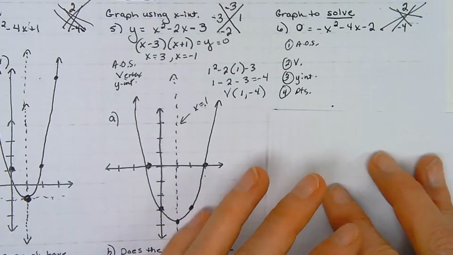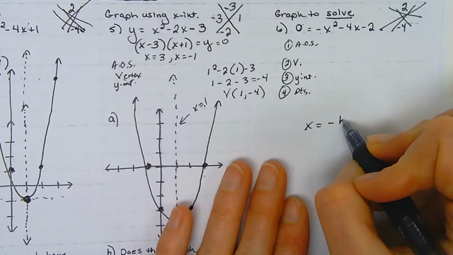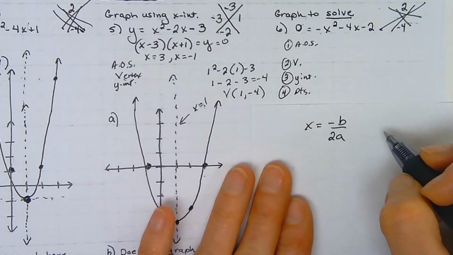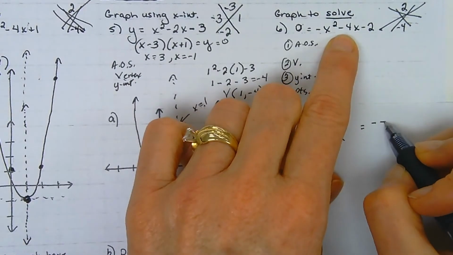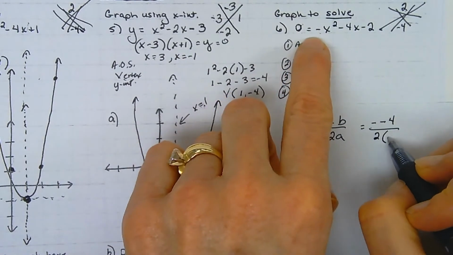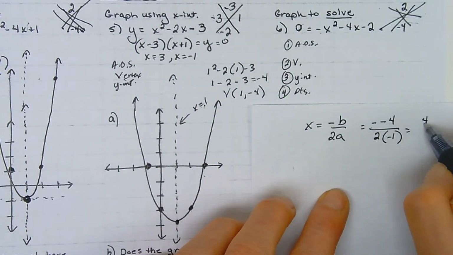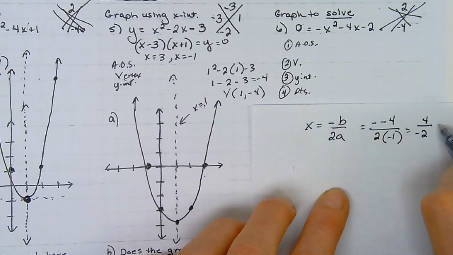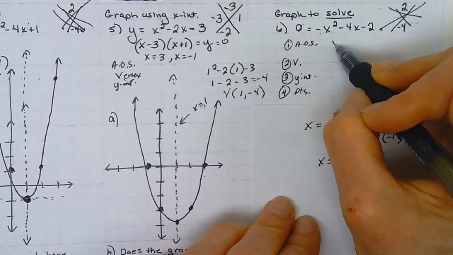All right, so the axis of symmetry is x is equal to the opposite of b over 2a. X is equal to the opposite of b, which would be the opposite of negative 4. And 2 times a is negative 1, so negative 2. So negative negative 4 is positive 4 over negative 2, which is negative 2. The axis of symmetry is x equals negative 2.